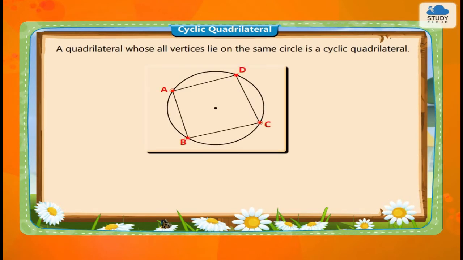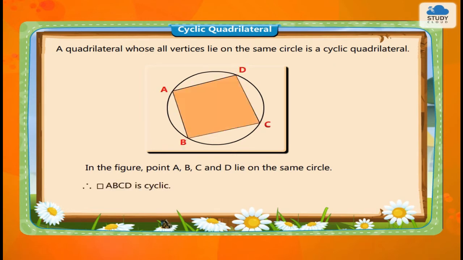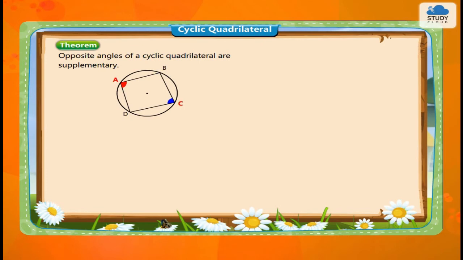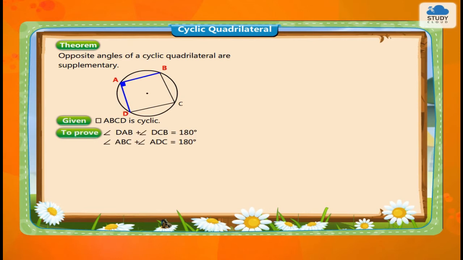Cyclic Quadrilateral. A quadrilateral whose all vertices lie on the same circle is a cyclic quadrilateral. In the figure, points A, B, C and D lie on the same circle. Therefore, quadrilateral ABCD is cyclic. Theorem of cyclic quadrilateral. Opposite angles of a cyclic quadrilateral are supplementary. Given quadrilateral ABCD is cyclic. To prove angle DAB plus angle DCB is equal to 180 degrees, angle ABC plus angle ADC is equal to 180 degrees.